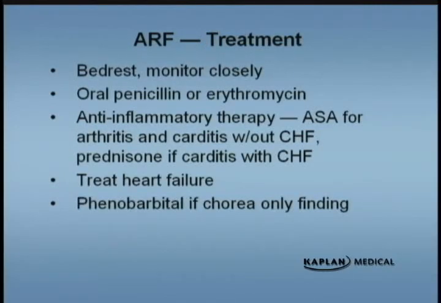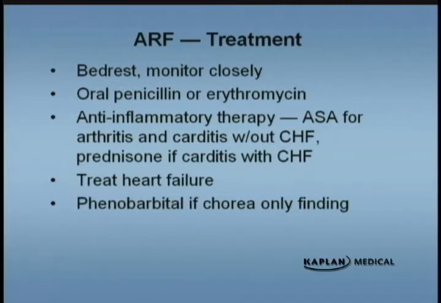Treatment of rheumatic fever includes some bed rest and monitoring. Certainly we need to treat with penicillin because you want to eliminate that strain that causes the rheumatic fever. And then anti-inflammatories, specifically you can use aspirin for the arthritis. And if they don't have congestive heart failure, it can also be used for the carditis. However, if they have congestive heart failure and carditis, then prednisone is a better drug.